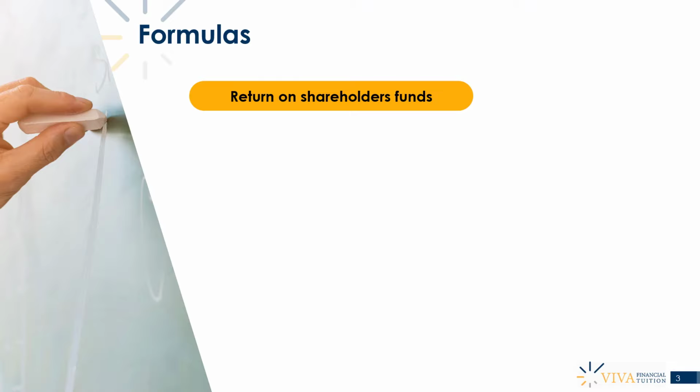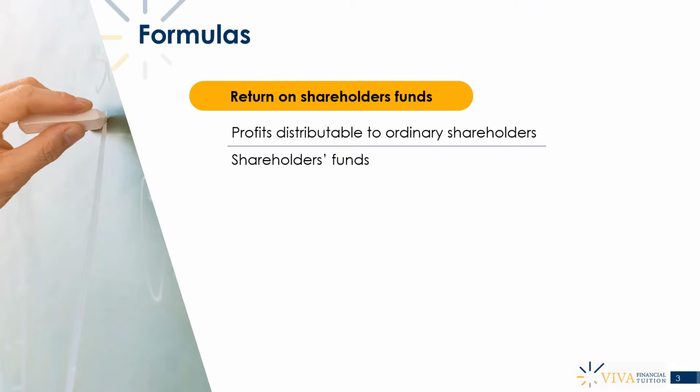Return on shareholders' funds is one that you need to know. And I like this one because it's literally what the formula says it is. It's return on top of shareholders' funds. And the return is the profit that shareholders have access to. That's profit after tax. Profits distributable to ordinary shareholders after any preference dividends have been paid. Shareholders' funds is the share capital of the business and its built up reserves.